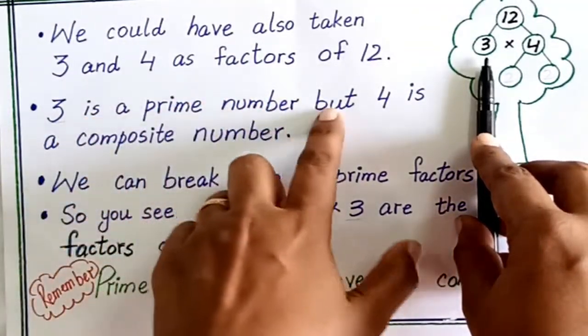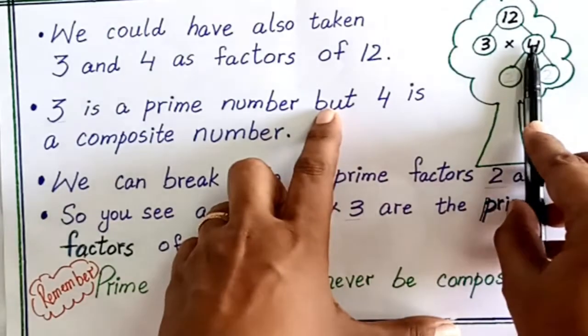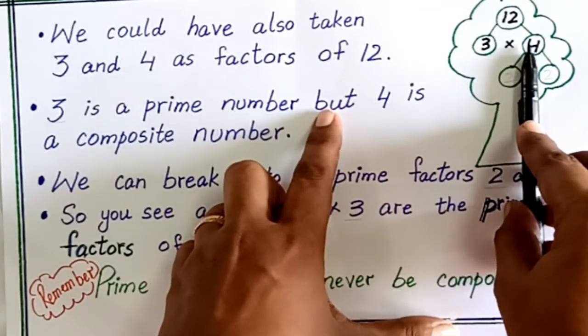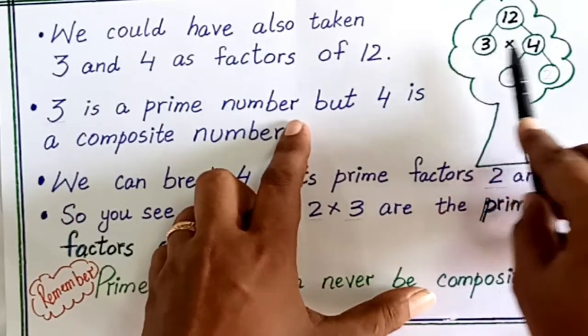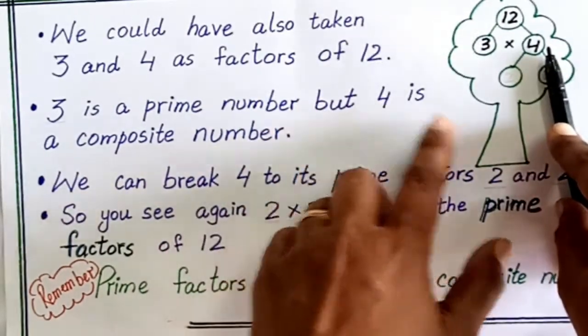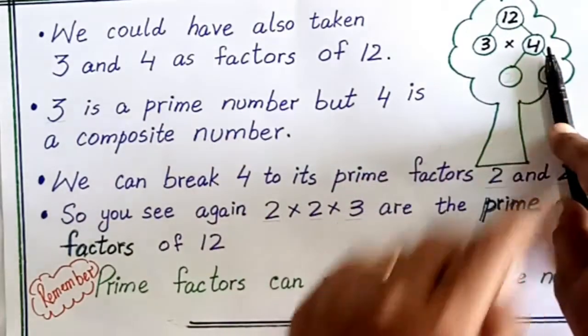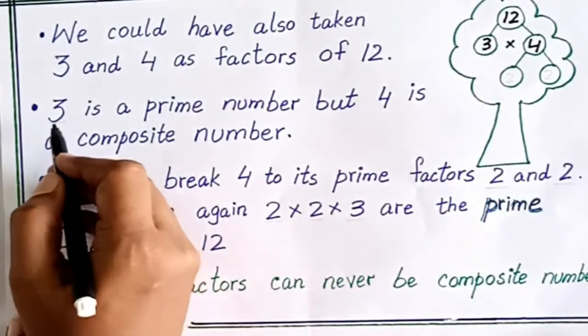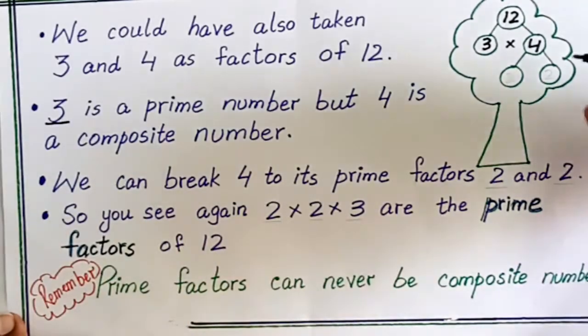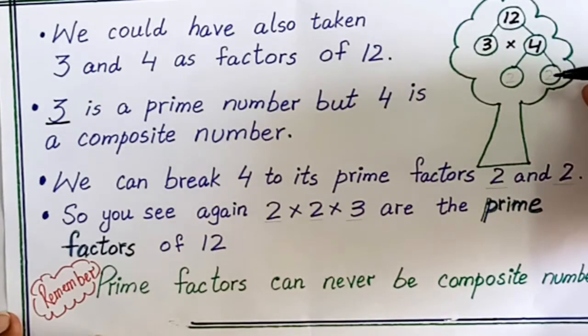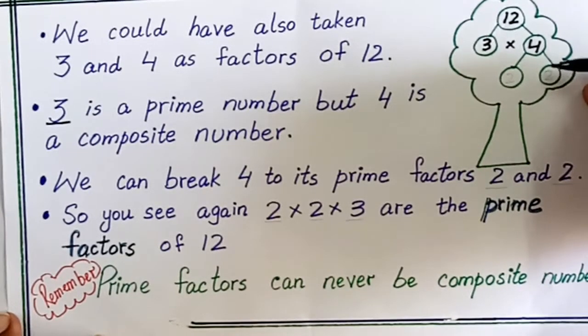And what happens here? We got two numbers. One is 3, and 3 is a prime number. And what happens with 4? 4 is a composite number. 3 is a prime number, so we will underline it. And with 4, we have to break it down more with more factors.